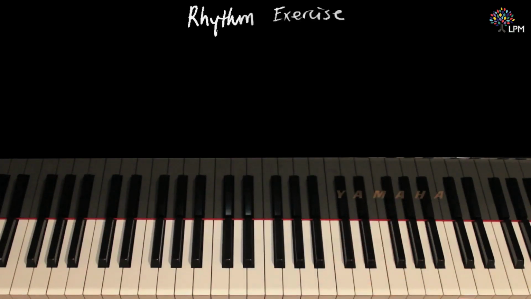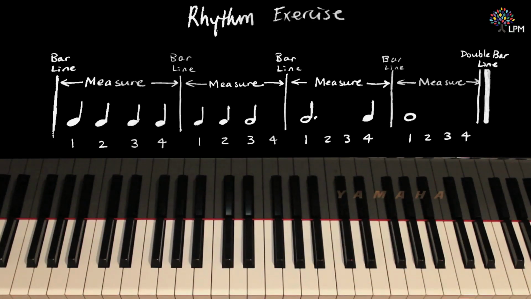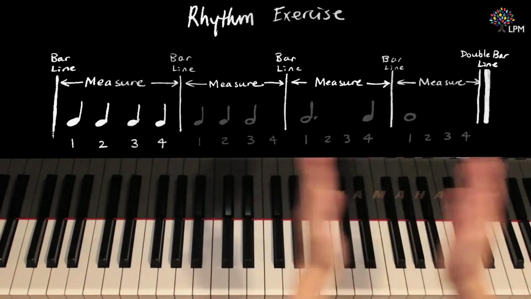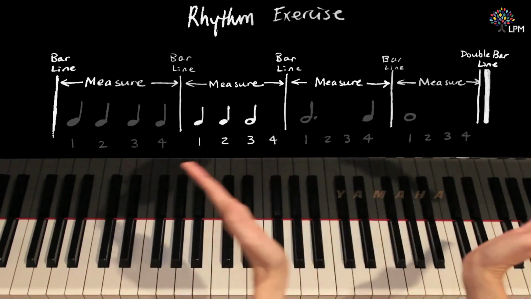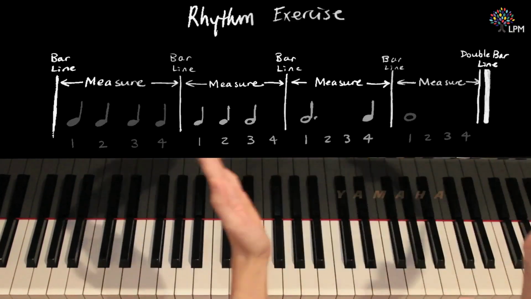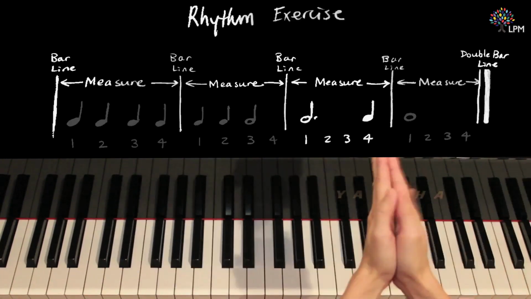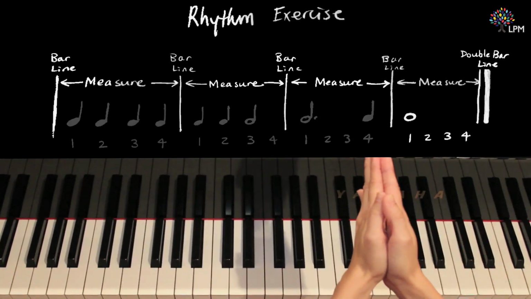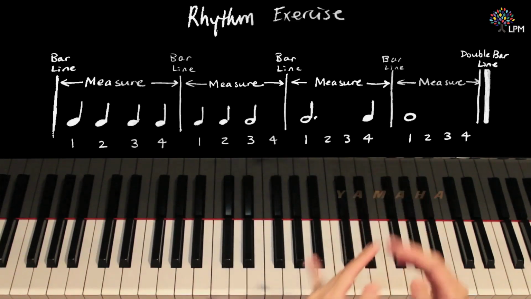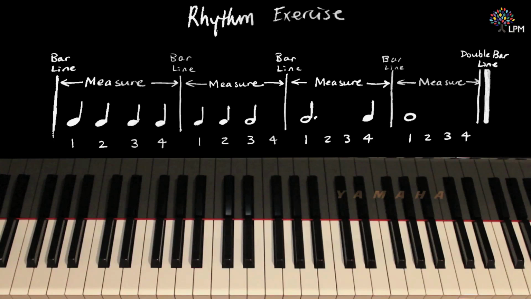Now, let's try this rhythm exercise. We will clap the rhythm together and count 1, 2, 3, 4 for each measure. Here we go. 1, 2, 3, 4. 1, 2, 3, 4. The key here is to keep a steady beat. Think of the regularity of your heartbeats or the clock ticking. Let's try this again.